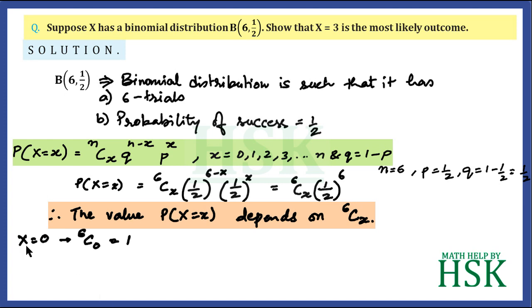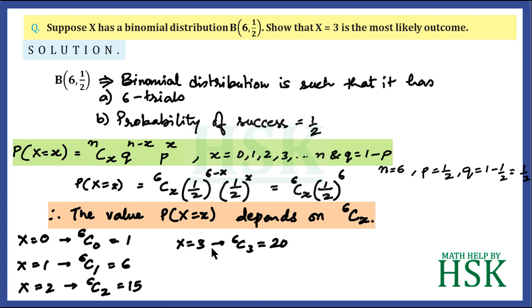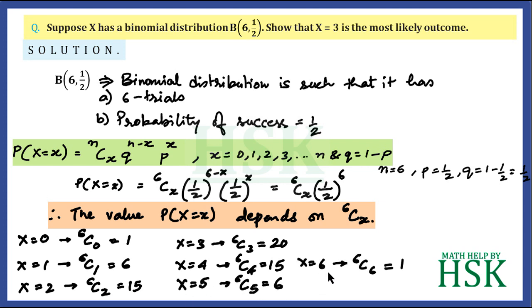For 0 successes, that is when x is equal to 0, 6C0 is equal to 1. When x is equal to 1, 6C1 is equal to 6. When x is equal to 2, 6C2 is equal to 15. Similarly, when x is equal to 3, 6C3 is equal to 20. When x is equal to 4, 6C4 is equal to 15. When x is equal to 5, 6C5 is equal to 6. When x is equal to 6, 6C6 is equal to 1.